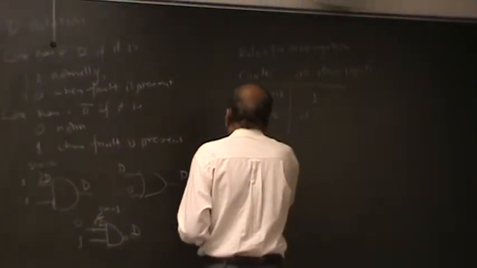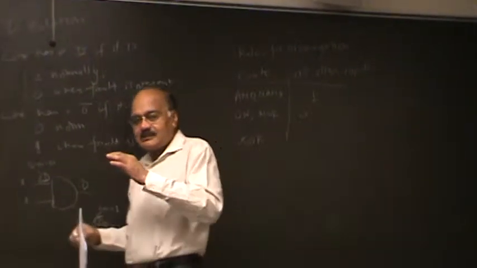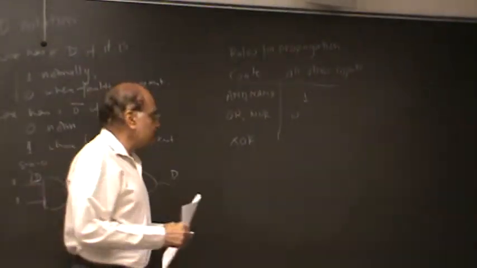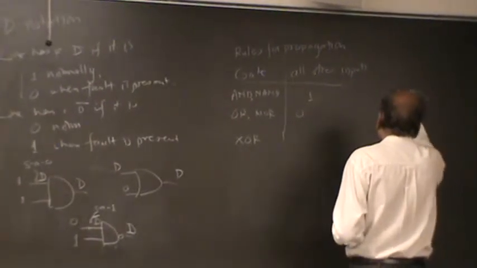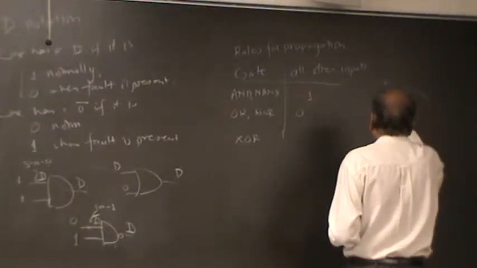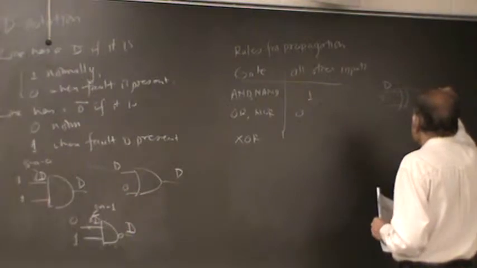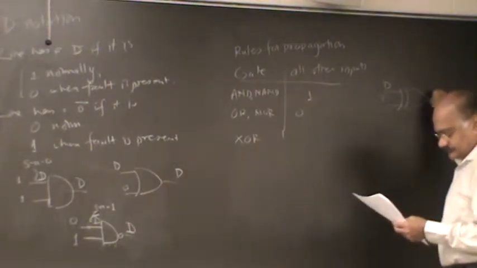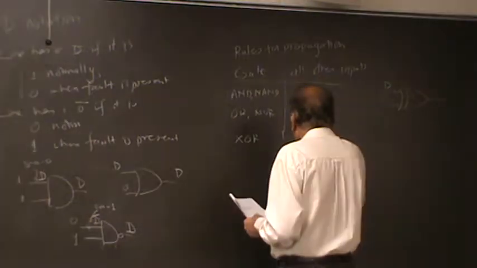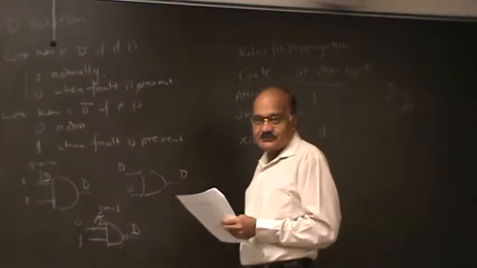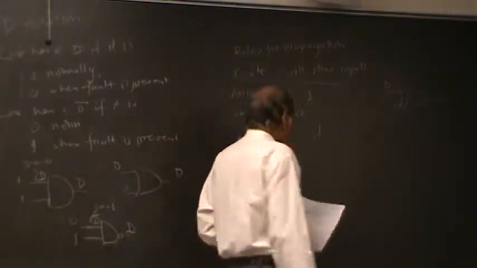And what about for an exclusive OR gate? So you have an exclusive OR gate, you have an error signal coming in on one of the inputs. What would you do so that you can propagate a D or a D bar here? 1, yeah, okay. Any other suggestions? Would somebody say 0? How about both 1 and 0?